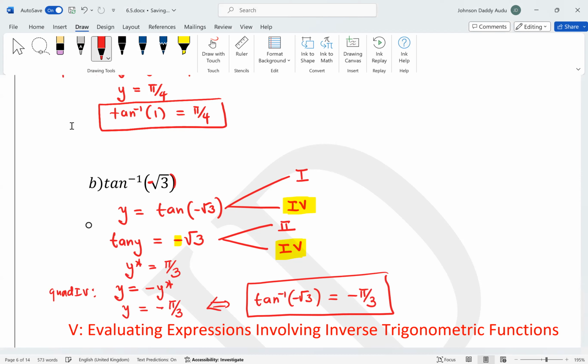Okay, now let me just explain briefly. Another way we can do this is that with this minus, we can actually take the minus out, right? Because tan inverse is odd. So just recall that tan inverse is odd. It means that if you are asked to find tan inverse of -√3, it's the same thing as taking the minus out and doing this.